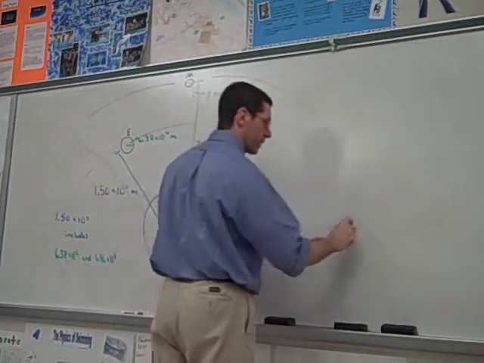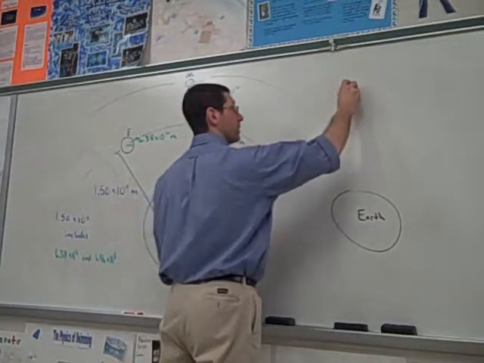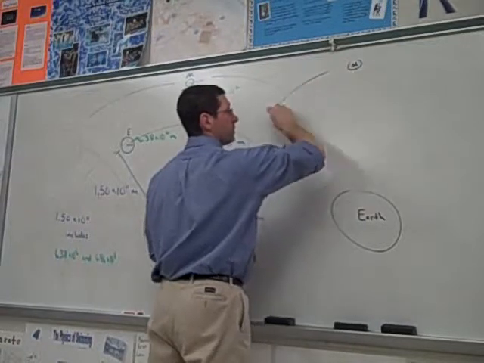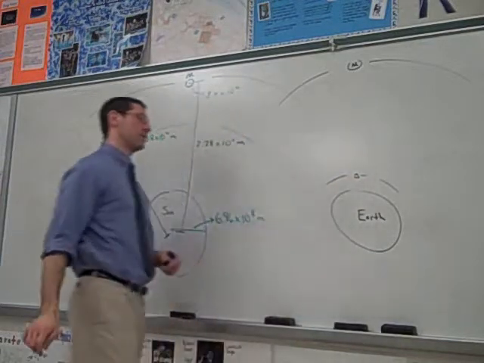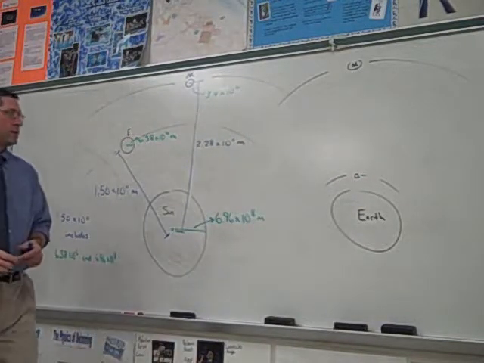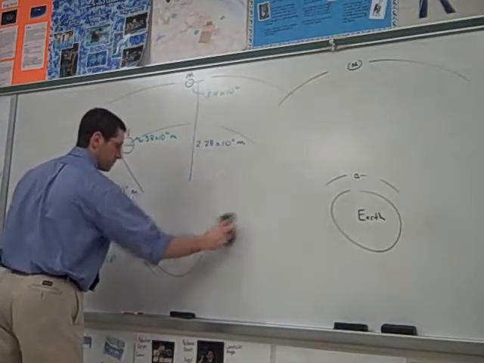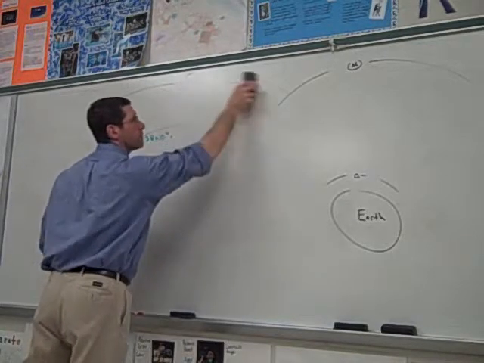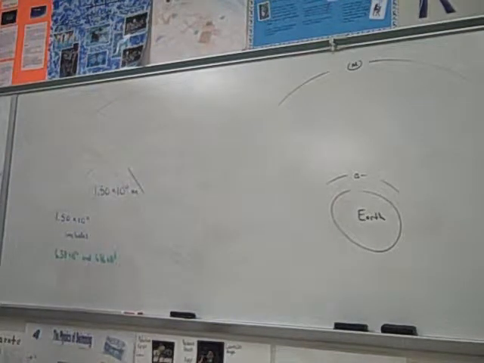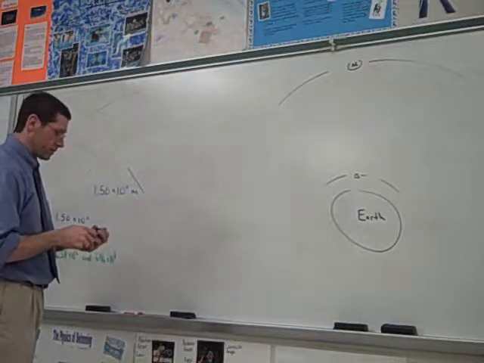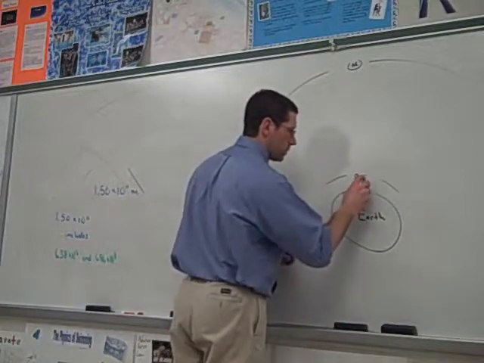Let's say that now we're looking at the Earth, and this is Earth's moon, and here is the DirecTV satellite. If I wanted to know the altitude of the satellite, what does that word mean? Altitude. The height above the surface of the Earth. Right, the height above the surface of the Earth. So really, I want to know this height.